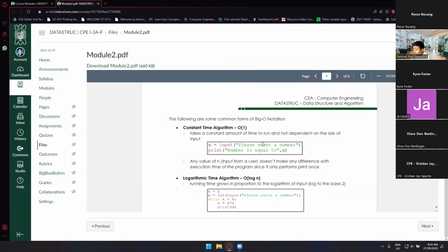Okay, so in here, regardless of your input, this will give you the same amount of time, because this will simply print whatever your input is. As simple as that. Any value of n input from a user doesn't make any difference to the execution time of the program, since it only performs print once. So this algorithm is just neutral. This one doesn't really help you in knowing what is the best one and what is the worst one, or what is a bad one.